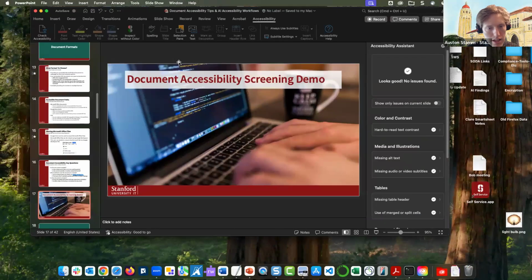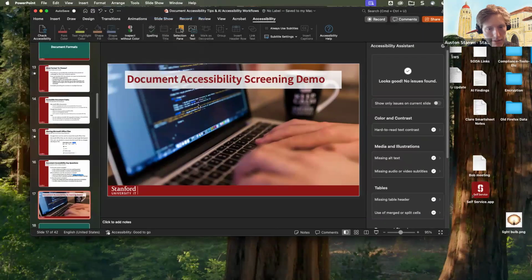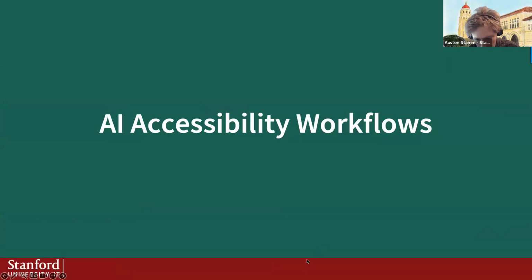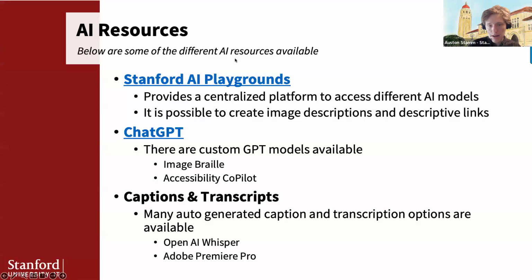So I'll just stop for a quick sec here and check the chat, and then we'll go into some AI accessibility workflows if there are no questions. I don't see any questions, so I will continue. If there are any, please feel free to drop them in the chat.